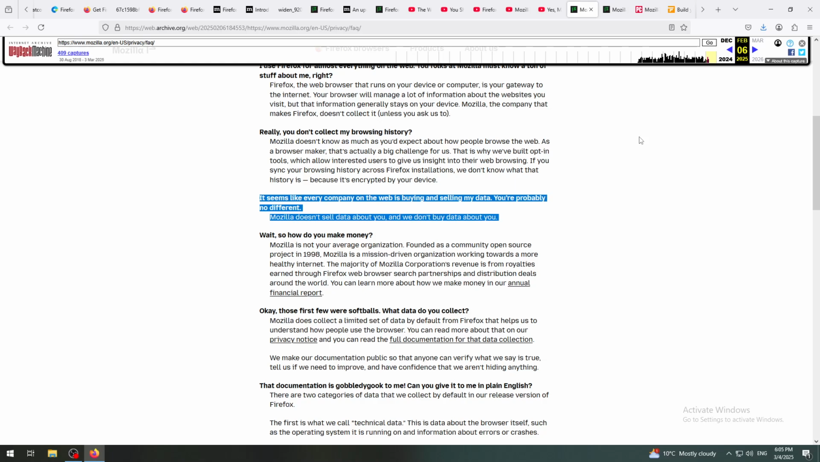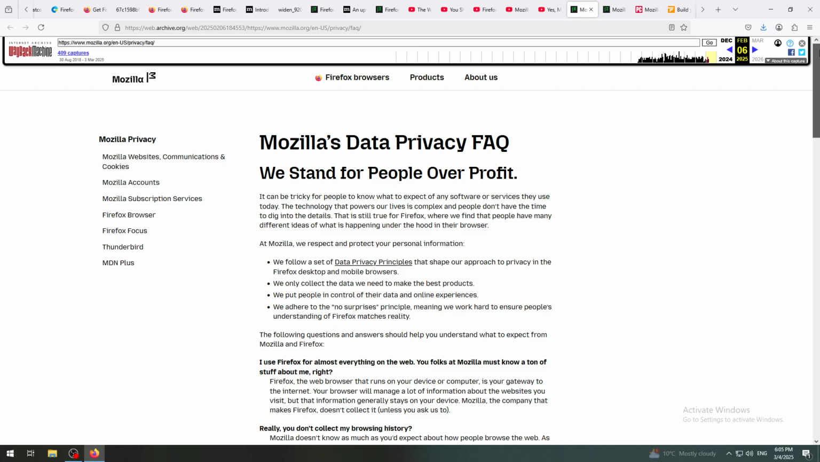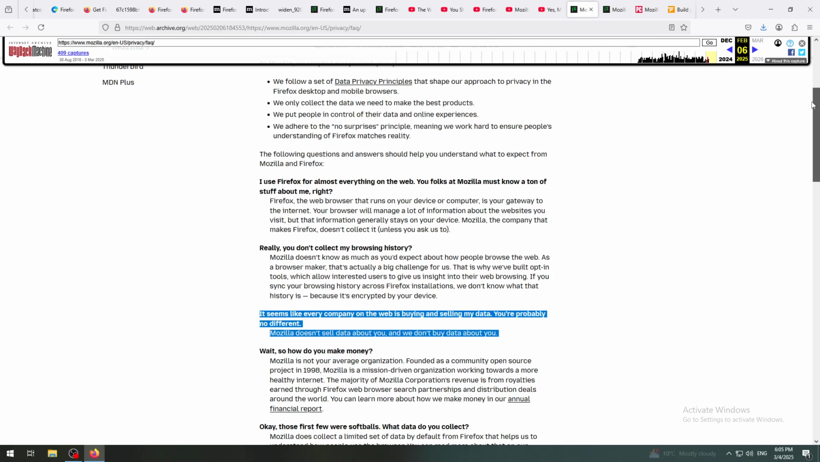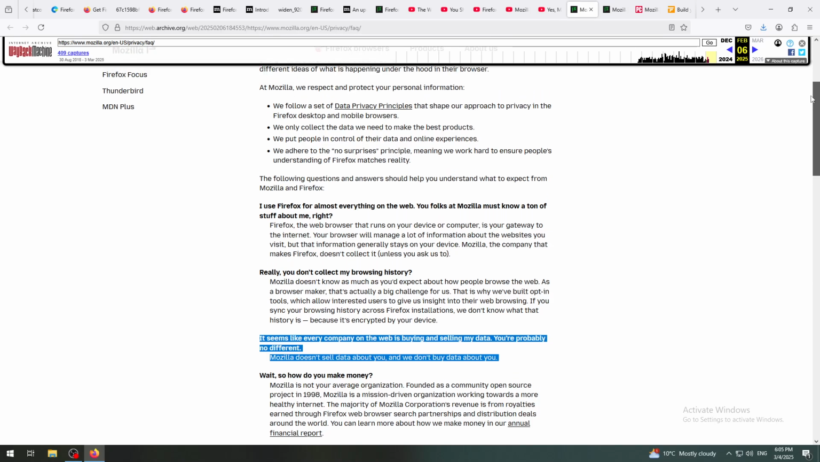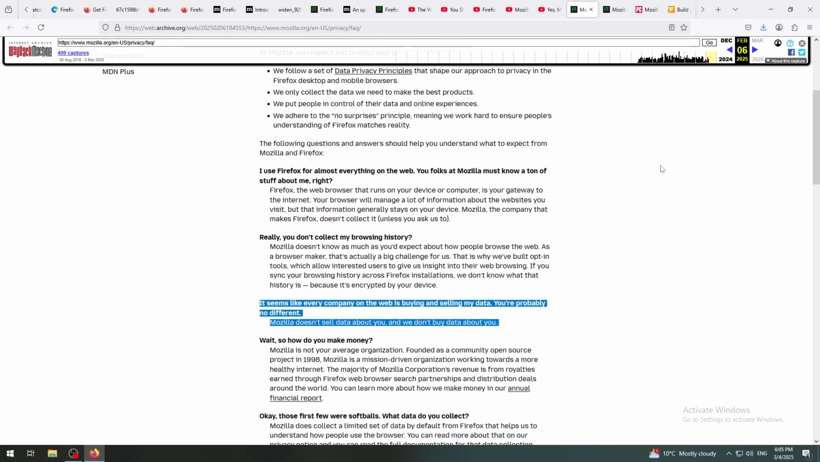One more thing, one more sentence which we are going to address and talk about is this, again on the Wayback Machine, Mozilla's data privacy frequently asked questions. There was one simple, very good, very strong sentence which says, Mozilla doesn't sell data about you, and we don't buy data about you. And this was February the 6th. It's like a month ago. Mozilla doesn't sell data about you.